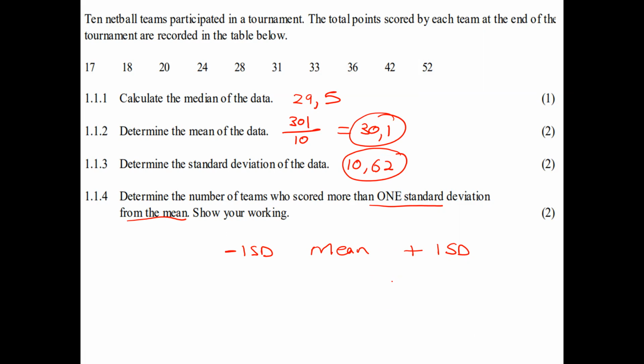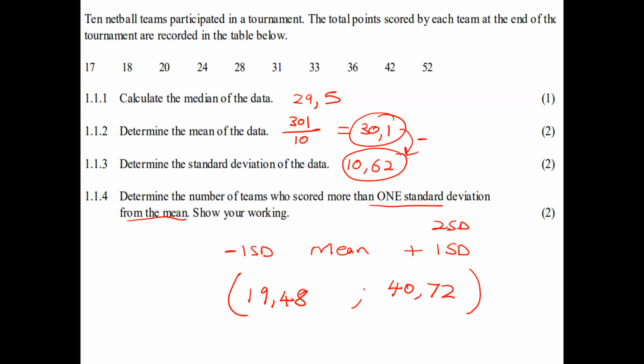So with the calculator, we can take 30.1 plus 10.62, and that will give me 40.72. And then we're going to take our 30.1, and then we're going to subtract the 1 standard deviation of 10.62, and that will give me 30.1 minus 10.62 will give me a 19.48.